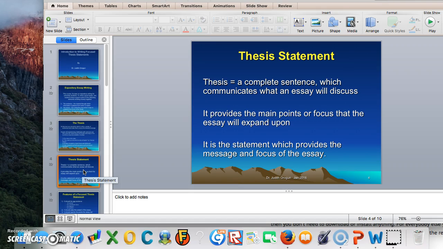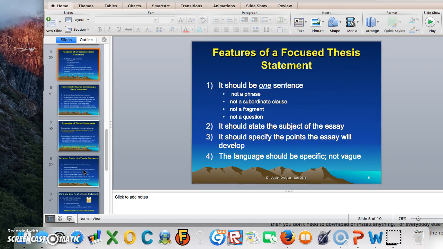What is a thesis statement? For the purpose of this class, I need you to think of the thesis as that one sentence that communicates what your essay will discuss. It will provide the main points that the essay will develop so that your reader will know exactly what you're going to talk about. So in a way, it is like that thing which gives the message of your essay.